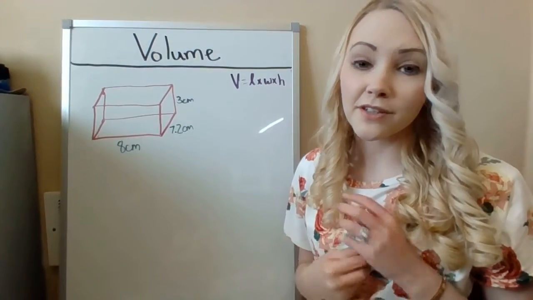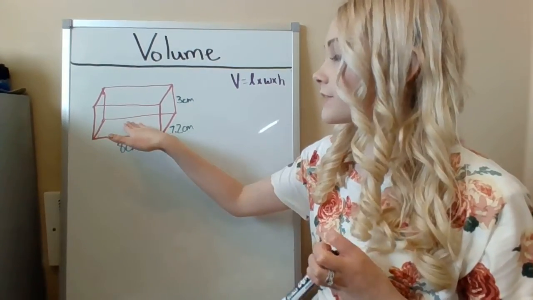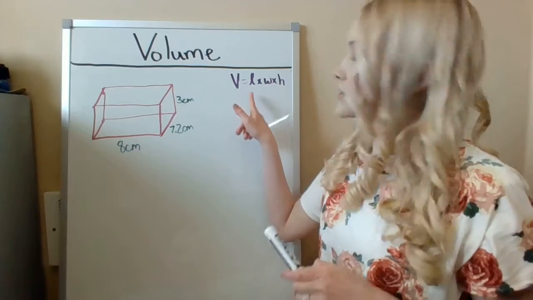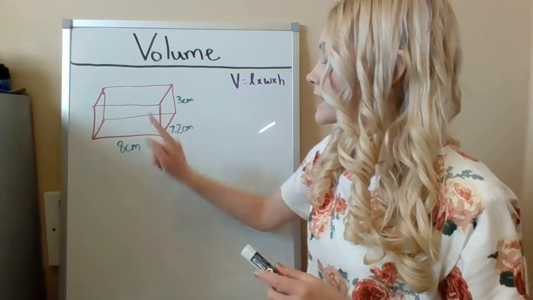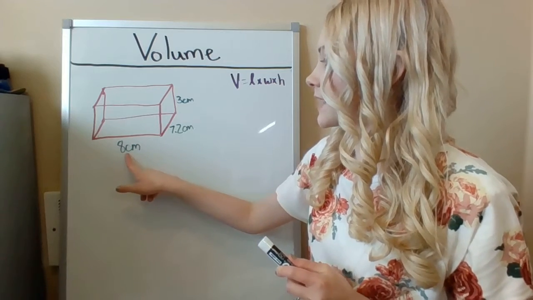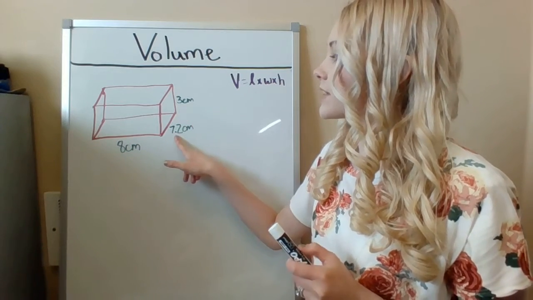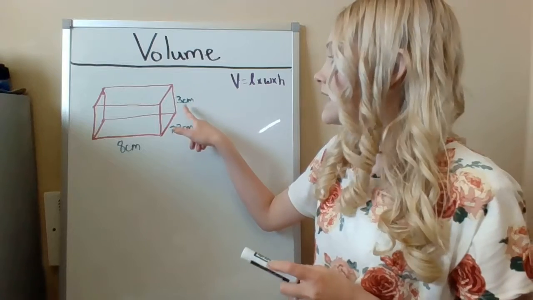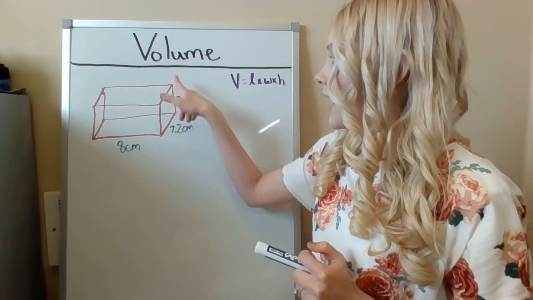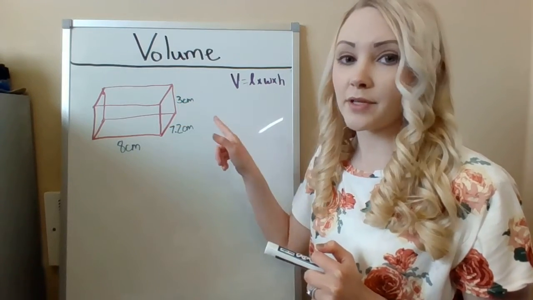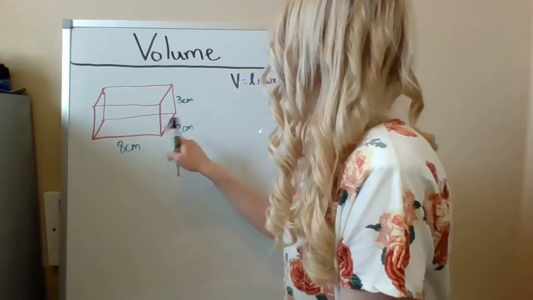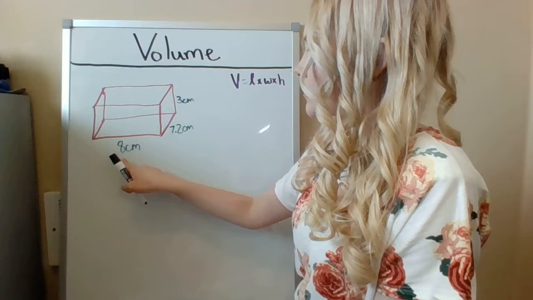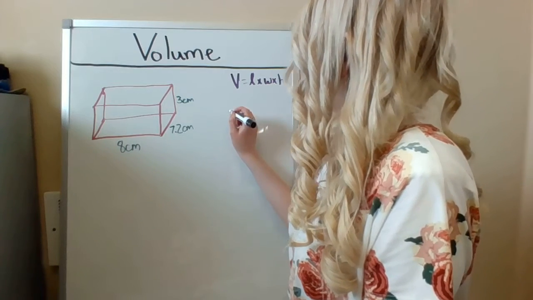All right, so let's look at another one together. Different looking rectangular prism, but still the same formula to find the volume of it. So we have a rectangular prism. Our length is 8 centimeters. Our width is 7 2/10 centimeters. And our height is 3 centimeters. So we're going to take this length times width. So I'm going to take my 8 and multiply it by 7 2/10.